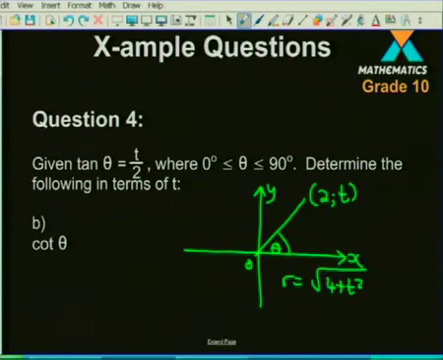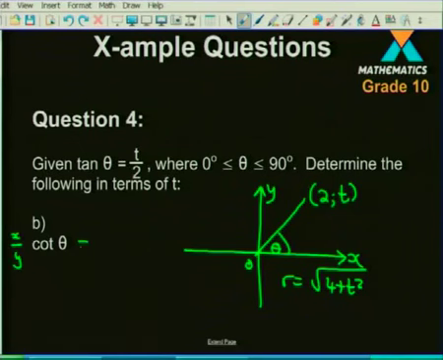Right, now the next question says to me, find cot theta. Now remember, cot is the reciprocal of tan, and tan is y over x, so cot will be x over y. So we know we want the x value over the y value. So in terms of that, we're going to go here, and the x value is 2, and the y value is t. So that's all good, no problem with that at all.